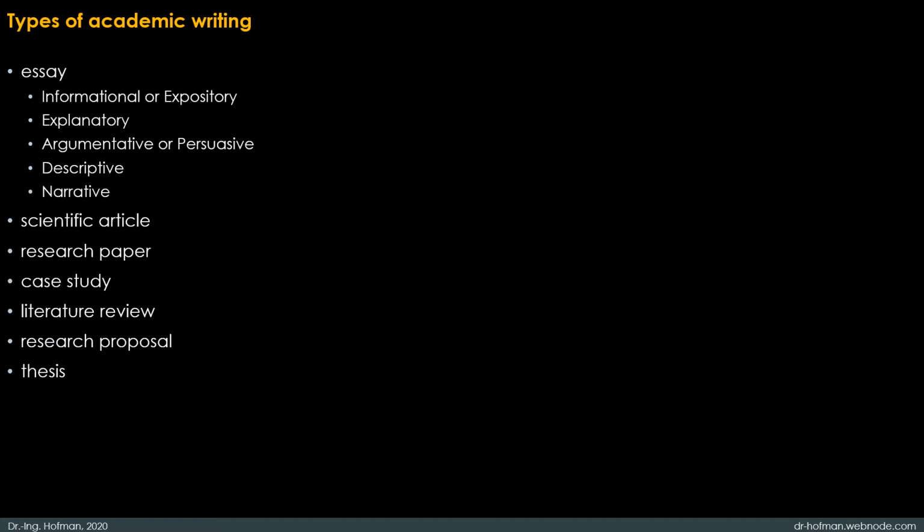Scientific article is an essay written to be published in scientific journals. Research paper is a longer essay involving library research and consists of 3,000 to 6,000 words.